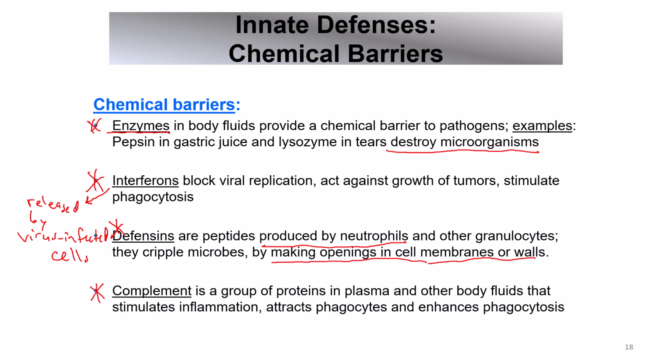Complement. Now this is actually just a group of proteins, so we can underline group of proteins, but these proteins help stimulate inflammation, but then also call over phagocytes so that phagocytes such as neutrophils or macrophages can go and eat these pathogens that have been marked by complement proteins.